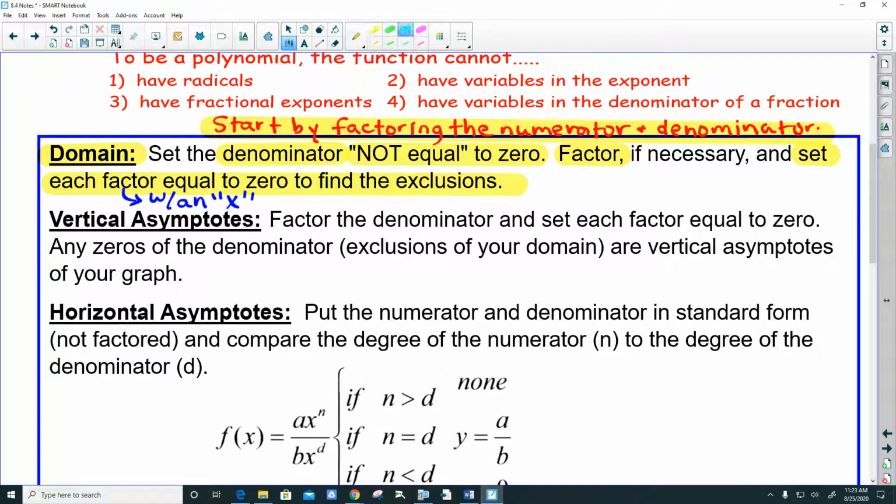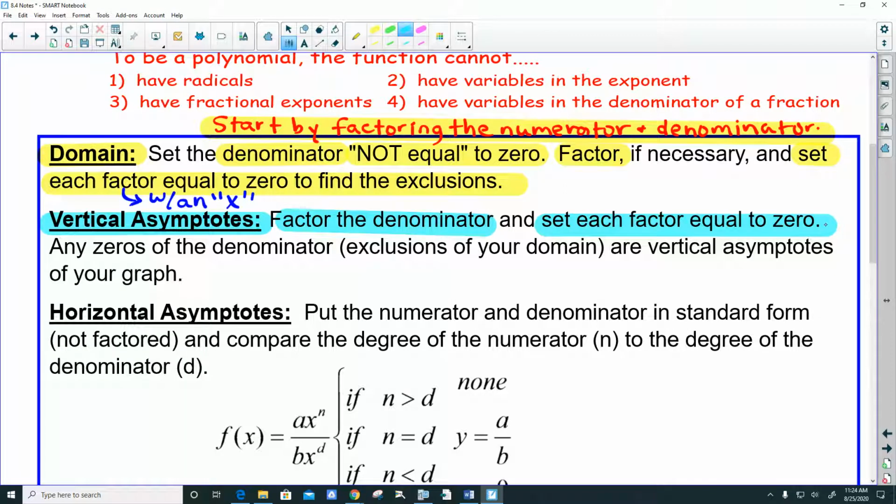Vertical asymptotes have a really strong connection with your domain restrictions. You'll notice that a lot of these things talk about factoring. That's why it's important that your initial step is to factor the numerator and denominator. So your vertical asymptotes are going to also, like your domain restrictions, come from the denominator. So it mentions that you're going to factor your denominator, which we've already done, and then you're going to set each factor equal to 0.